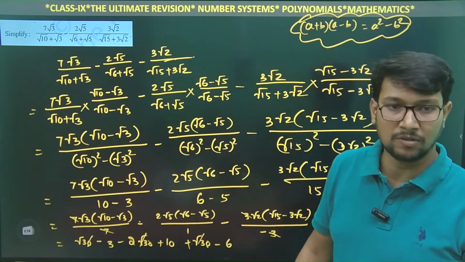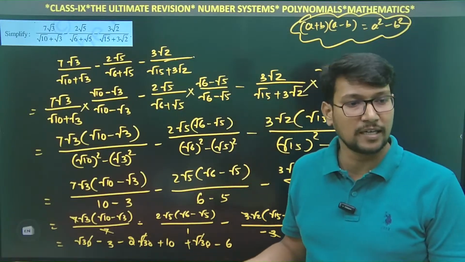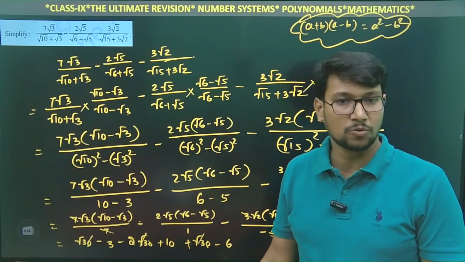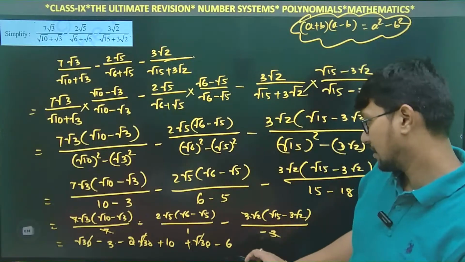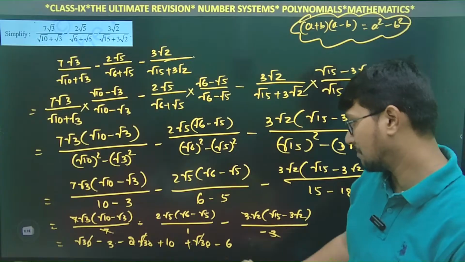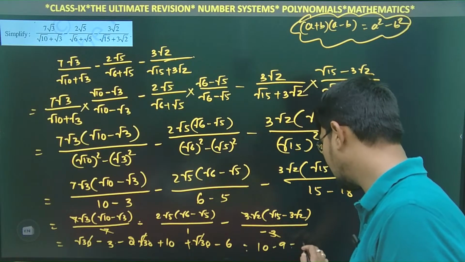Done. Any doubt here? Why did I cancel? Root 30 plus root 30, what is it? 2 root 30, and minus 2 root 30. 2 root 30 minus 2 root 30 cancel. Minus 3 minus 6 is how much? Minus 9. Here 10 is left. So 10 minus 9, that is 1, is the answer.